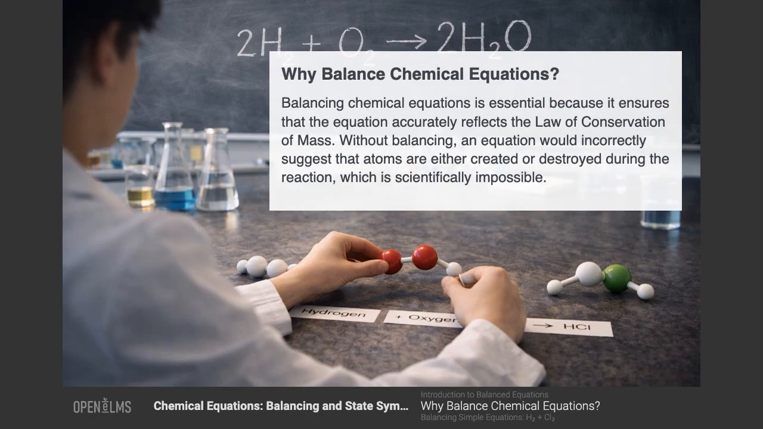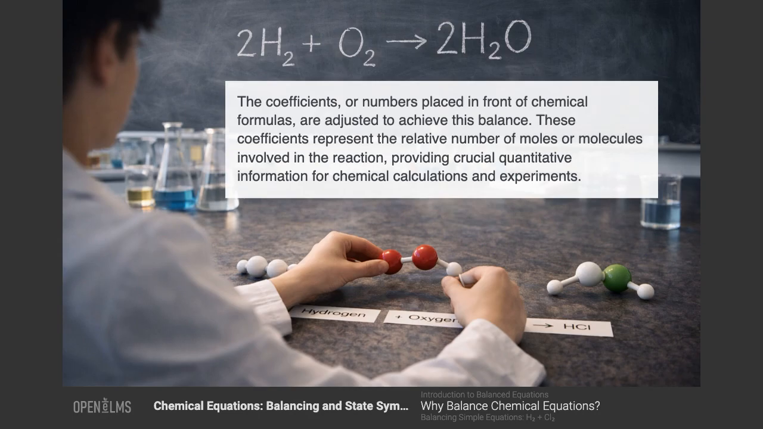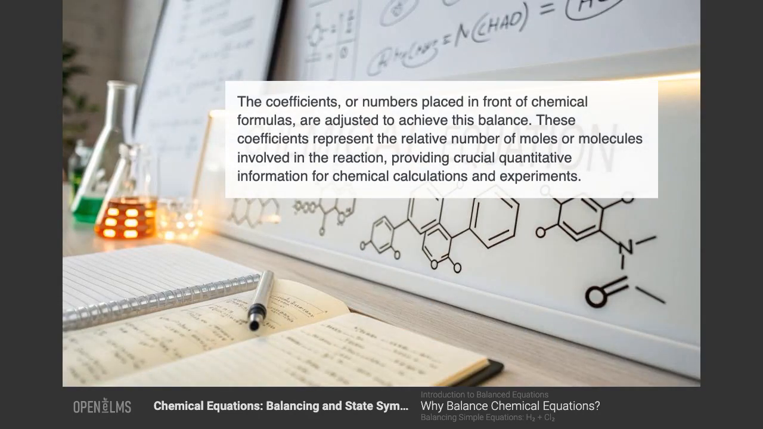Why balance chemical equations? Balancing chemical equations is essential because it ensures that the equation accurately reflects the law of conservation of mass. Without balancing, an equation would incorrectly suggest that atoms are either created or destroyed during the reaction, which is scientifically impossible. The coefficients, or numbers placed in front of chemical formulas, are adjusted to achieve this balance. These coefficients represent the relative number of moles or molecules involved in the reaction, providing crucial quantitative information for chemical calculations and experiments.